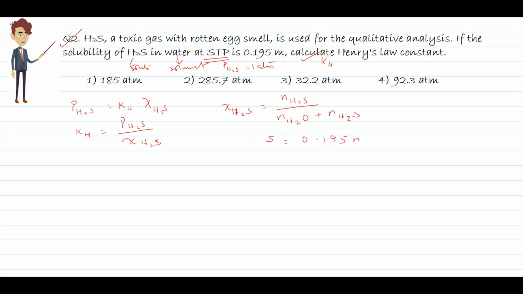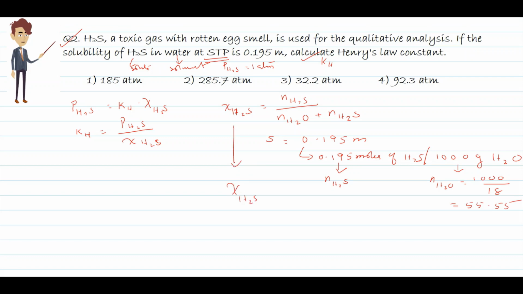0.195 molal. It means we have 0.195 moles of H2S present per 1000 gram of water. Then 0.195 moles represents the number of moles of H2S. For 1000 gram, you can calculate the number of moles of water. nH2O is equal to 1000 by molar mass 18, which comes out to be 55.55.